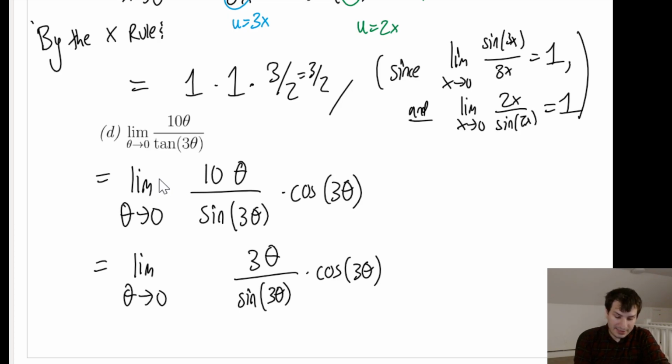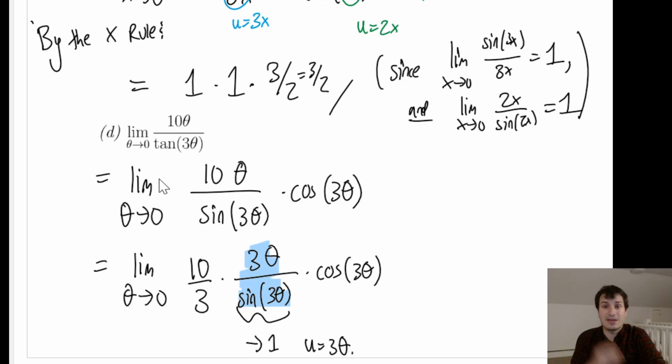I had 10 theta, now I replaced it with a 3 theta, so to be honest, I better bring it back and write 10 thirds. Okay, and just like before, I have 3 parts. The middle part is 3 theta over sine 3 theta. This is going to be converging to 1, and it's a u substitution with u equals 3 theta of the fundamental sine limit. 10 thirds is 10 thirds, and the cosine of 3 theta is also converging to 1.